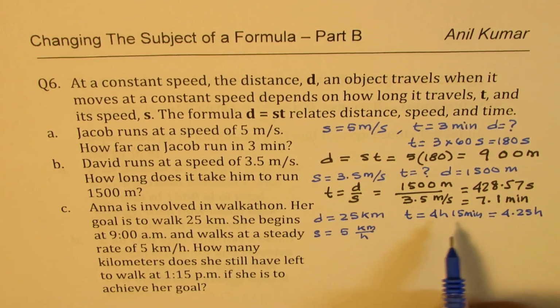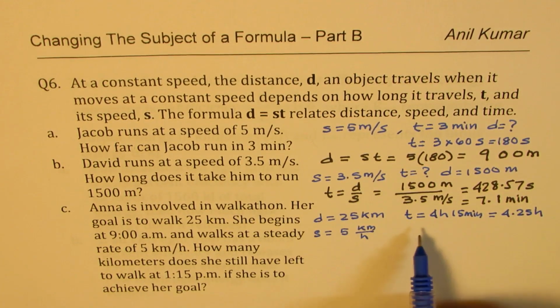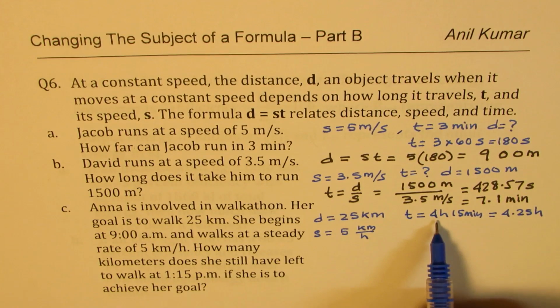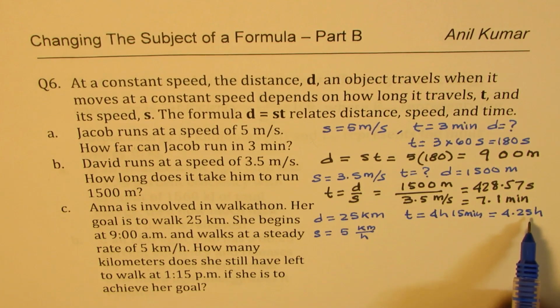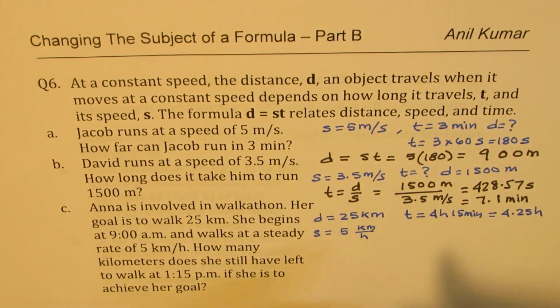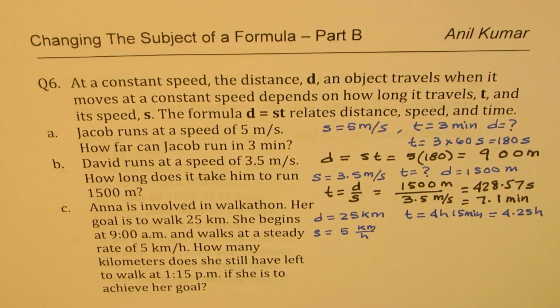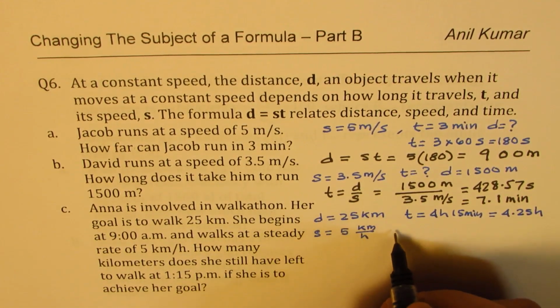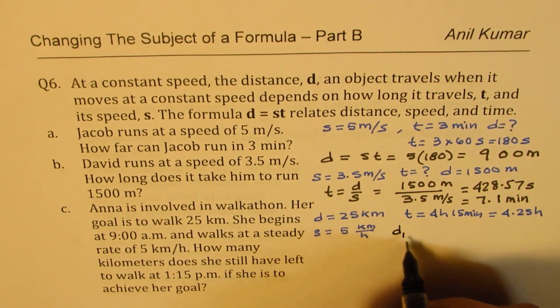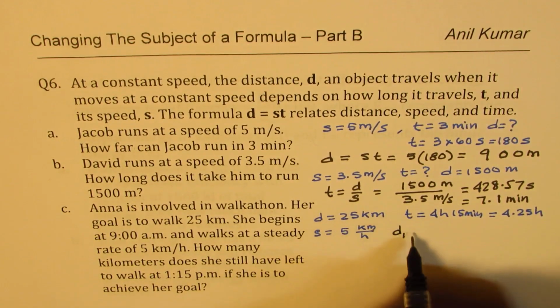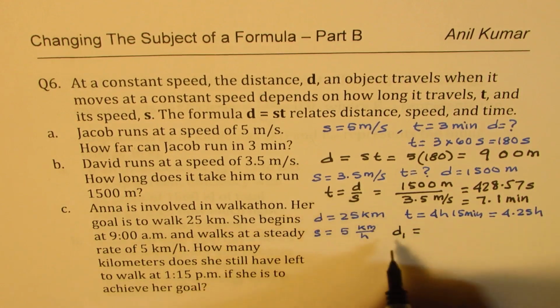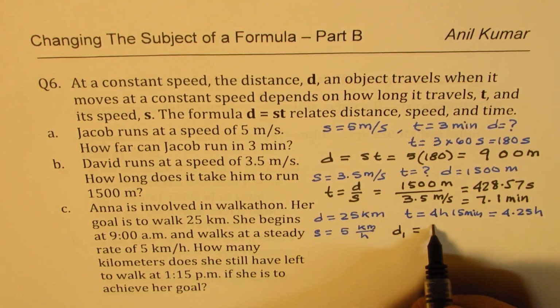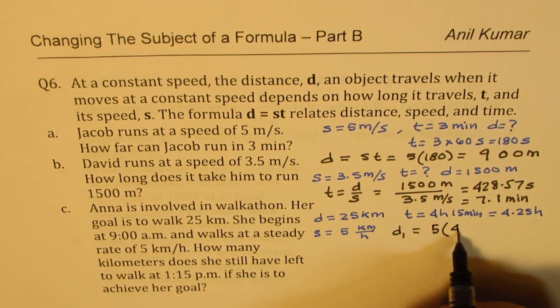So let us see how much distance she covered in this given time of 4.25 hours, right? We'll first find that, which will give us how much is left also, right? So let's find the distance covered. We'll write D1. So that is not this 25. It's something else. Let's figure out how much. So D is S into T. So we are going to multiply 5 with 4.25.